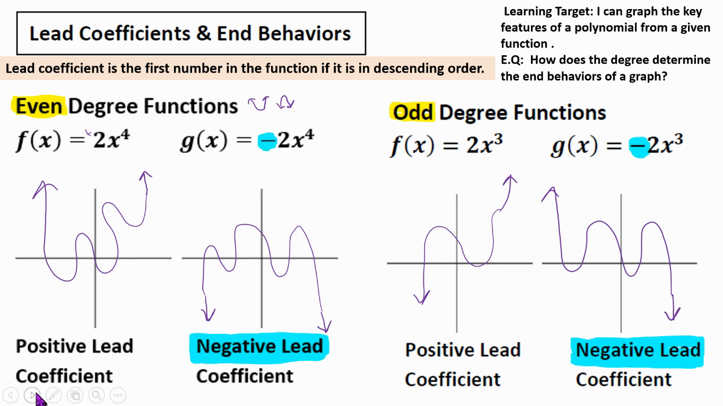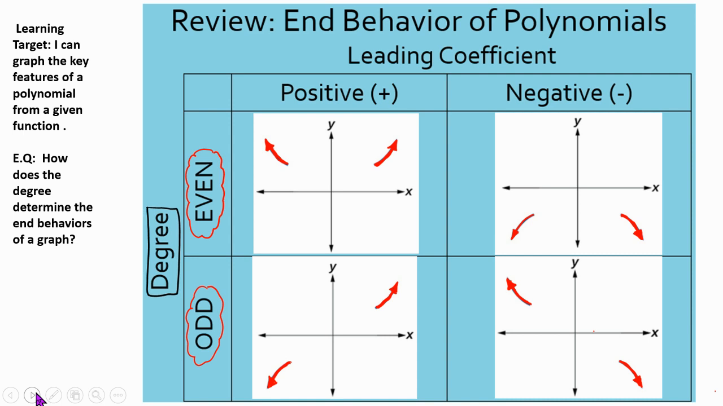All right, so that's why we have this little slide for you, so you can go back and reference. If it has an even degree, they're going to go in the same direction. If it's a positive leading coefficient, they're both going to go up. And this is more of a reference sheet.